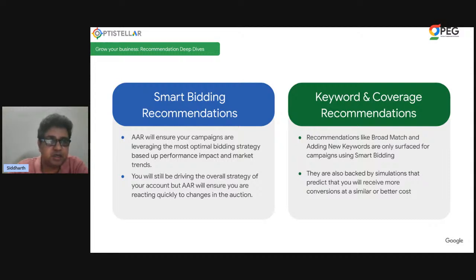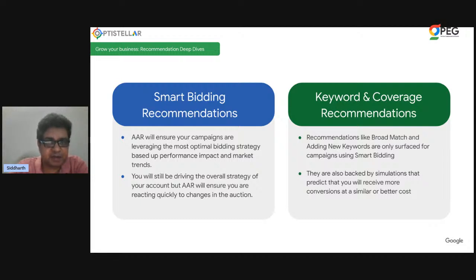If you are on a maximize conversion bidding strategy, it will help you go over to a TCPA bidding strategy. If you're on a TCPA bidding strategy and it feels that you have a good amount of conversions and you want to graduate into a conversion value based bidding strategy, it will help you by suggesting that, right? So that is how you will always be moving up the ladder in terms of your bidding hierarchy, right?